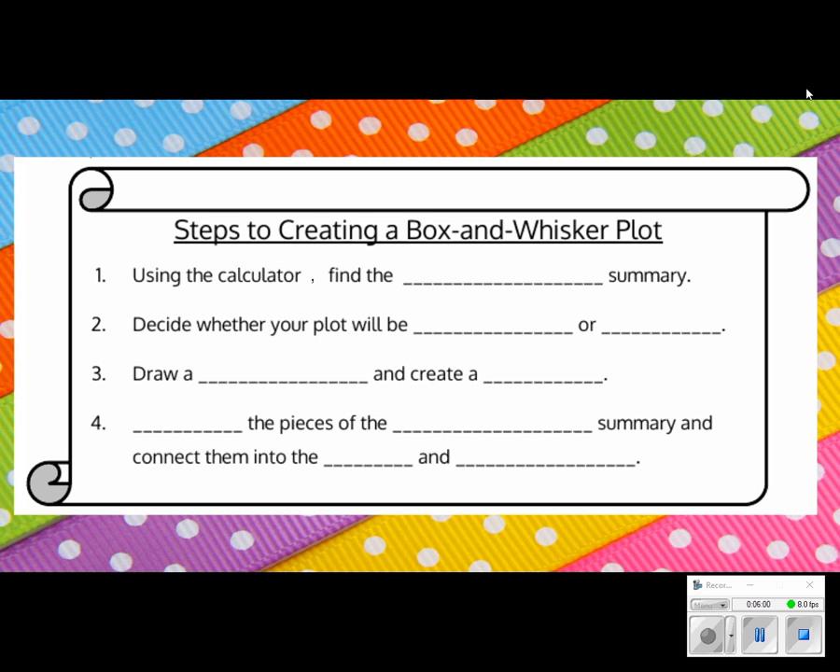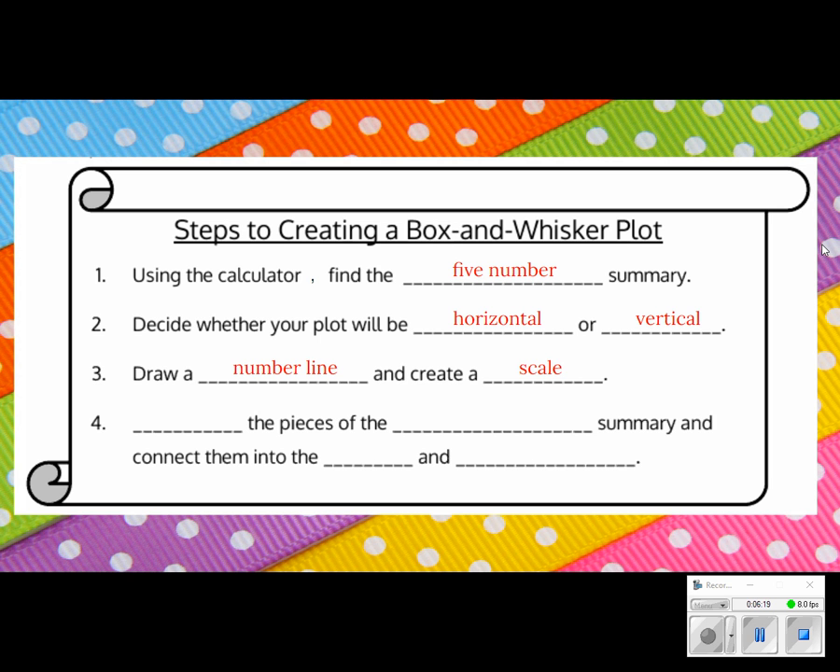All right, so we're going to look at steps to creating a box and whisker plot. So we're going to use the calculator. We're going to find the 5-number summary. Once you have that, you're going to decide whether your plot's going to be horizontal or vertical. That's kind of a personal choice. You're going to draw a number line and create a scale.